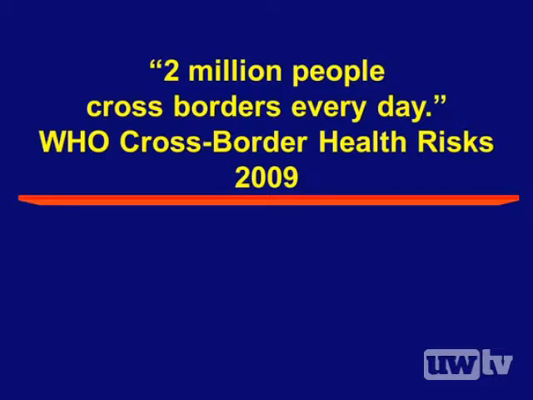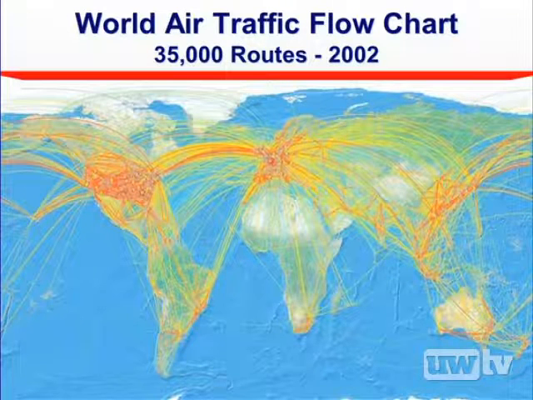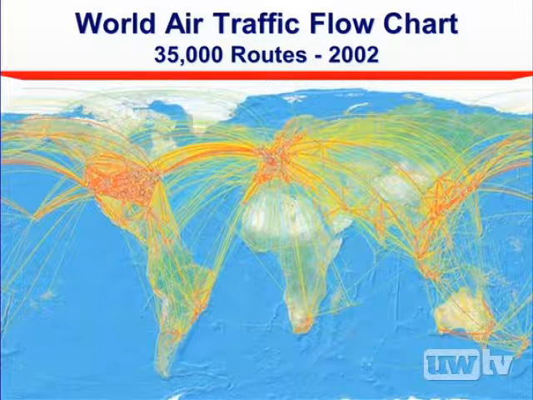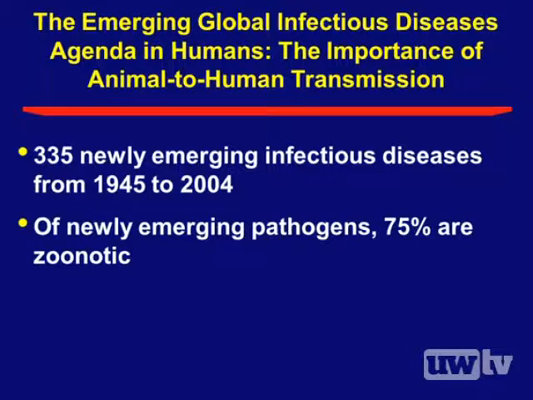And why the increase of these emerging infectious diseases or pandemics? The WHO has said that 2 million people in the world cross borders every day. And this is the world air traffic flow chart, which depicts, as of 2002, the number of air traffic routes that are intercontinental, with 35,000 such routes that year. Now, there were 335 newly emerging infectious diseases from 1945 to 2004. And of those, 75% were zoonotic, meaning spreading from animals to humans.